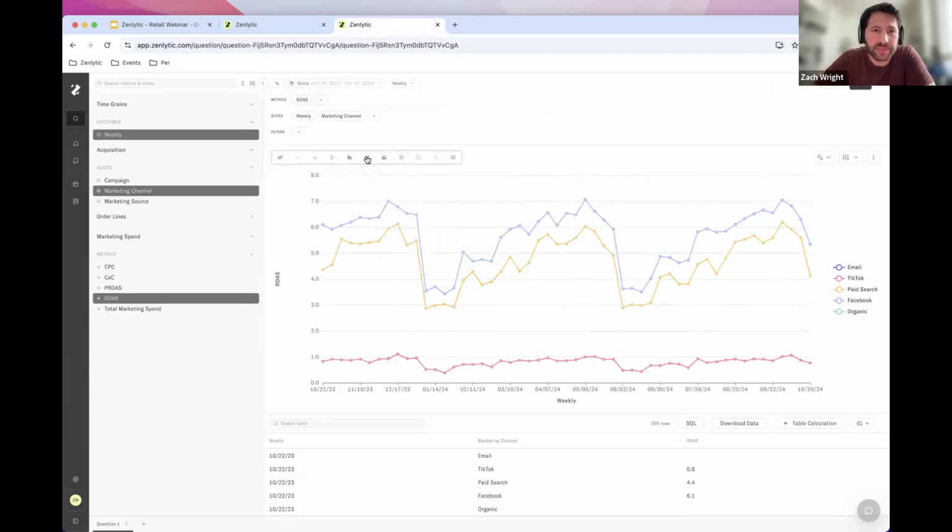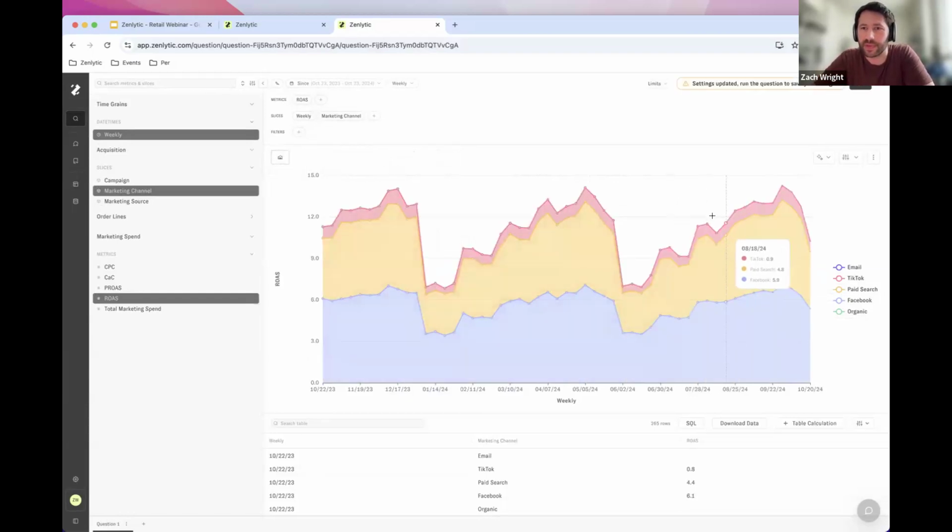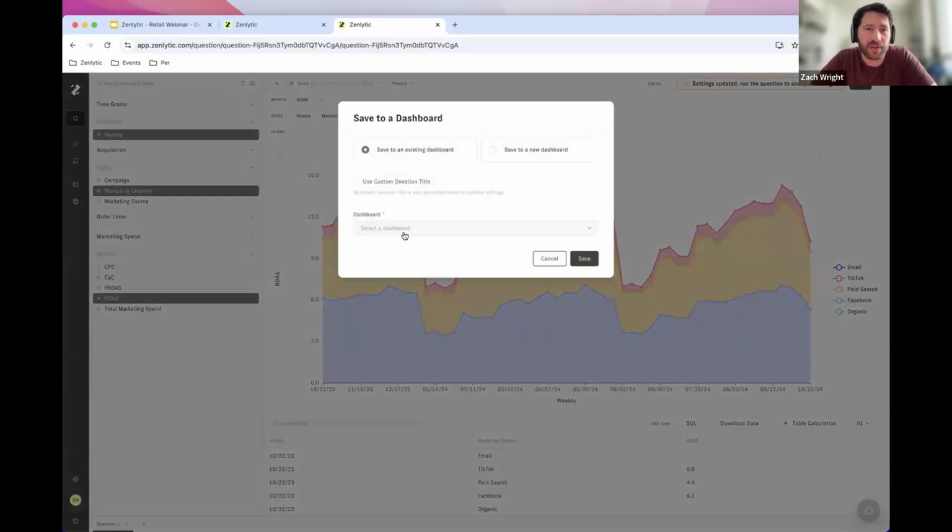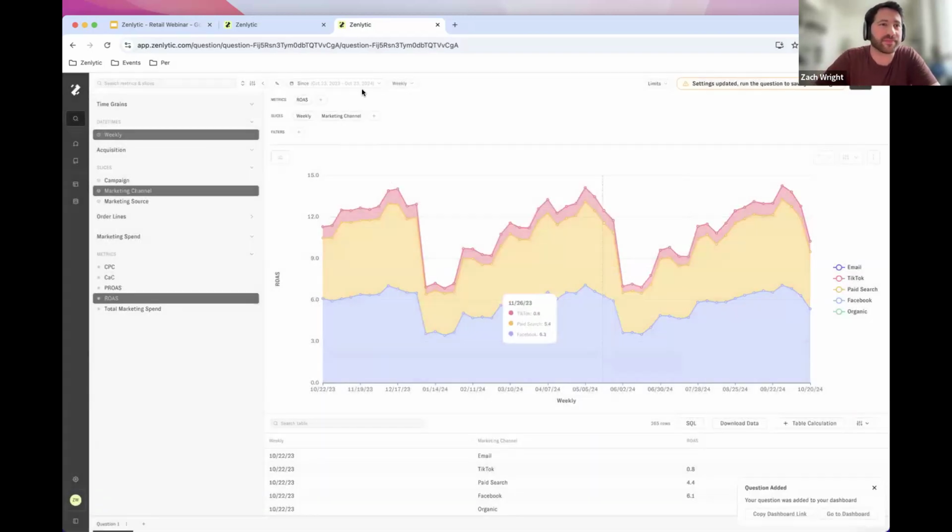I'm just going to edit the chart to be an area chart so it's a little clearer. And then I'm going to go ahead and add this to my dashboard because I want to be sharing this out later. So I'll save this to my dashboard. That is called Zach's Incredible, completely original thought of marketing budget for 2025. Great.